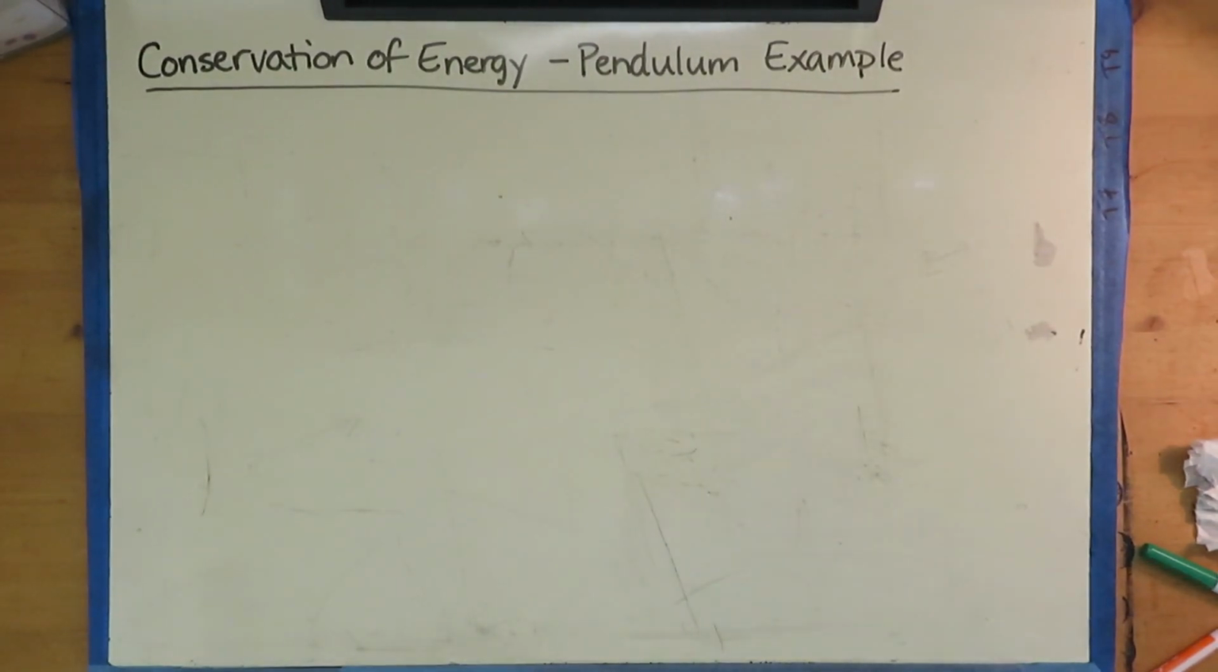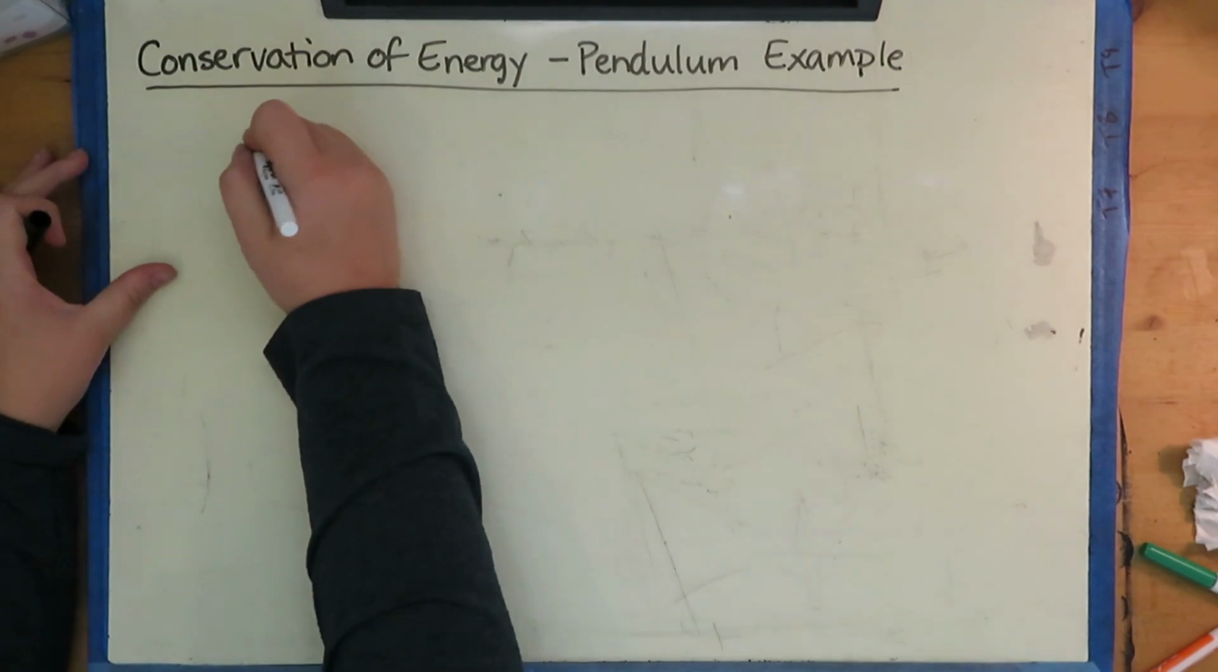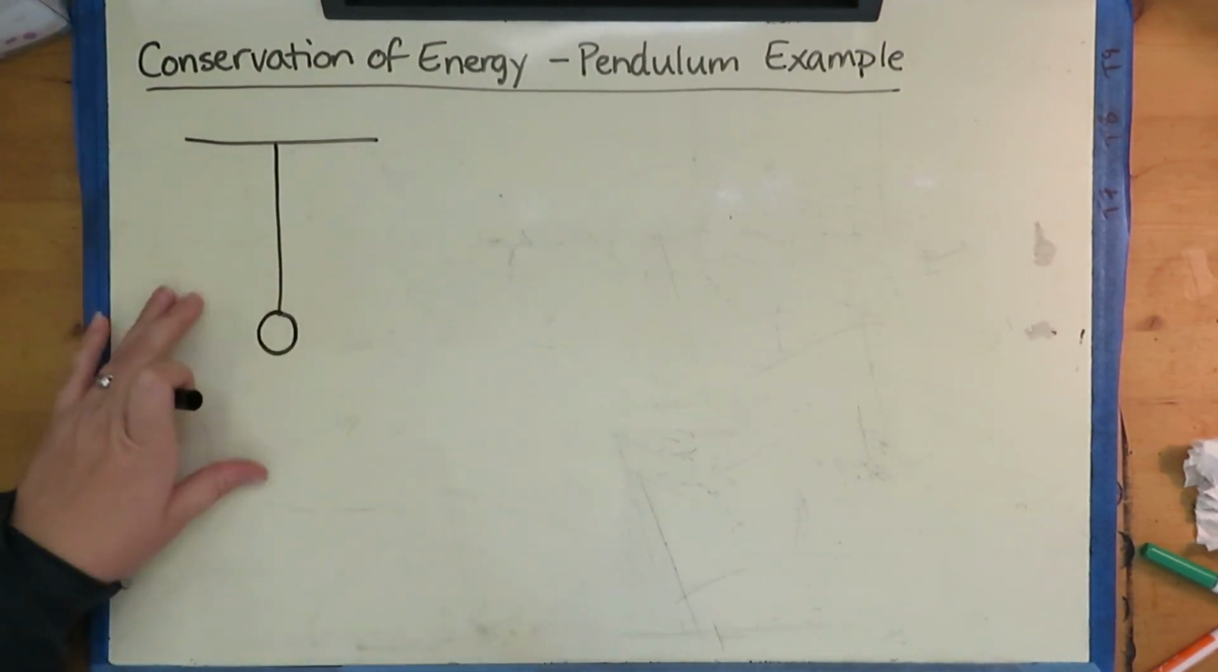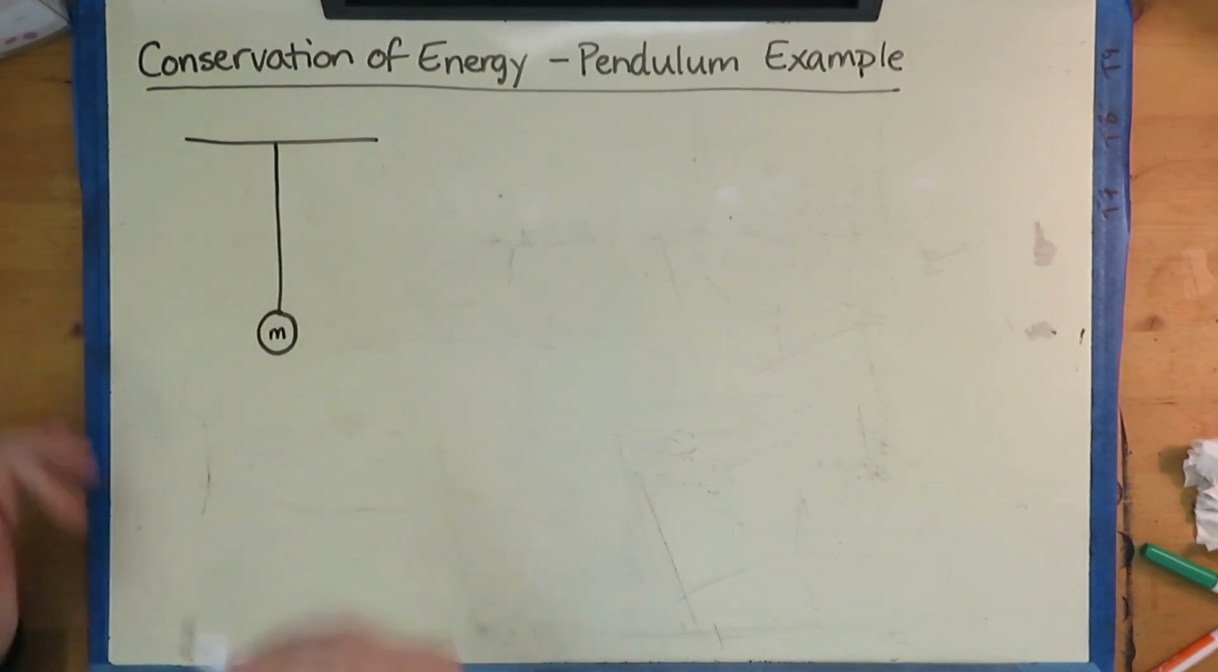Okay, so you have a lab coming up on pendulums and using conservation of energy with pendulums. So let's talk a little bit about a pendulum. A basic pendulum would be a string or a rope with some sort of mass hanging down from it.